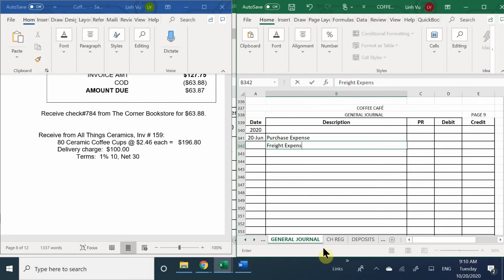And are we paying them now? Or are we paying them later? Later. The assumption is they gave us terms. So it doesn't say that we paid them, right? We didn't use a check. So what does that mean? What account are we going to be using if we're going to pay them later? Accounts payable. Accounts payable, right? So what is my account number for purchase expense, freight expense?